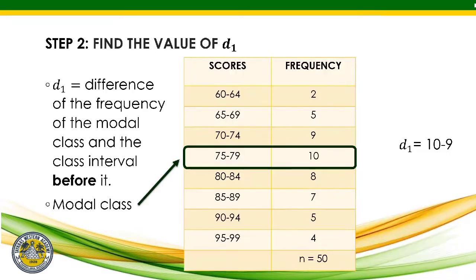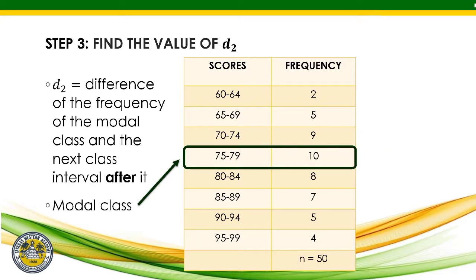Find the value of d sub 1. d sub 1 is the difference of the frequency of the modal class and the class interval before it. Your modal class frequency is 10, minus 9 as the frequency before the modal class. So you have 1 as d sub 1. Step 3, we need to find the value of d sub 2. d sub 2 is the difference of the frequency of the modal class and the next class after it. So the modal class frequency is 10, minus 8. So you have 2 as the value of your d sub 2.